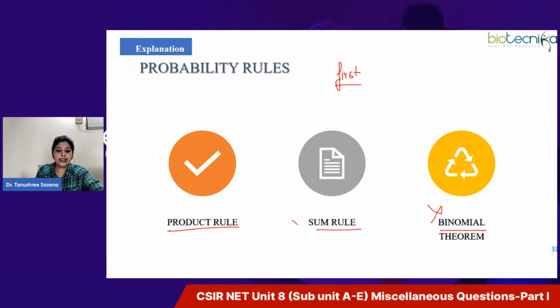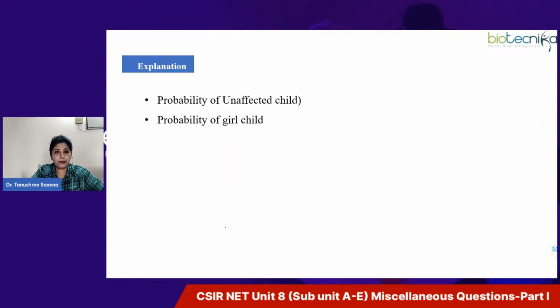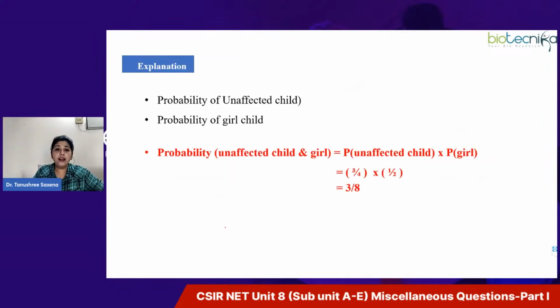Also, it is not the case of the sum rule because it's not a mutually exclusive event. Here, independent events are given. The probability of the disease and the probability of a girl child are two different things, right? Because they are independent events, we will use the product rule. So the probability of an unaffected child multiplied by the probability of the girl child will give you 3/8, and this is the reason the answer here will be option 3.